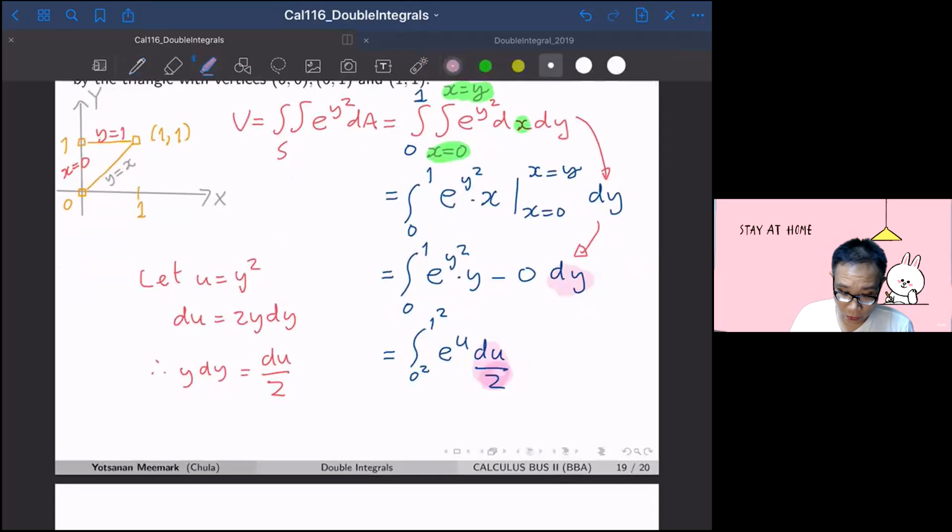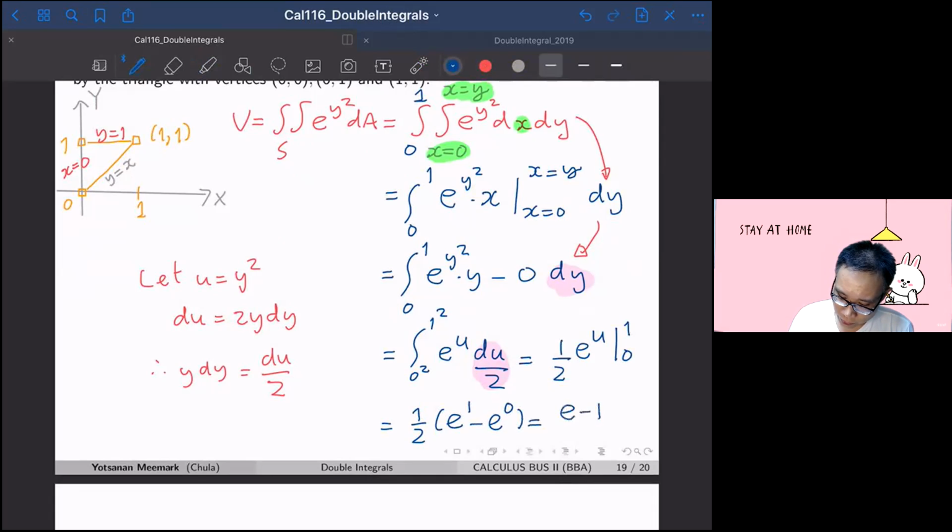And then you just have 1/2 e to the u from 0 to 1. So it's going to be 1/2 times e to the first minus e to the 0. So it's going to be (e minus 1) over 2.